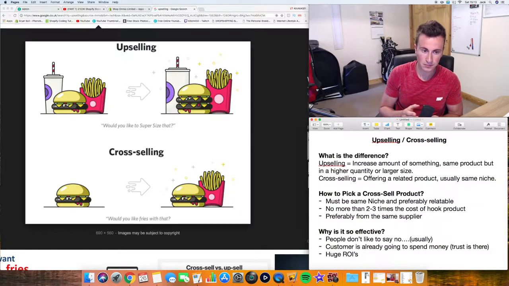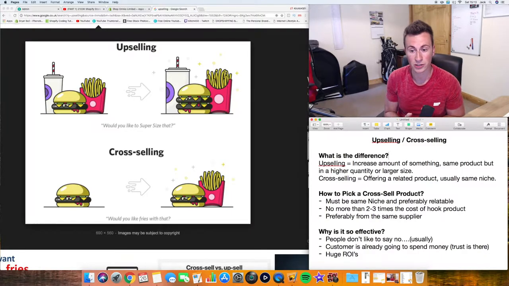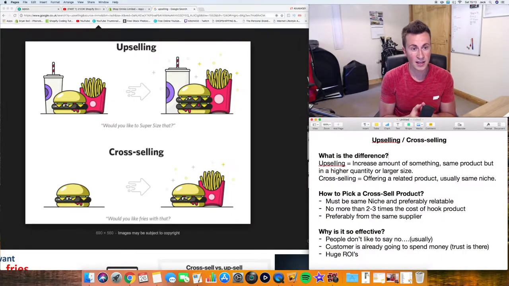Cross-selling then, similar. However, it's usually offering a different product. However, it's a product that's relatable and within the same niche. So going back to the coffee example, if someone's buying coffee beans, you might offer them a coffee mug or a coffee mug mat or something. Something that's in the same niche and has the same appeal to the customer. So in simple terms, that's the difference.